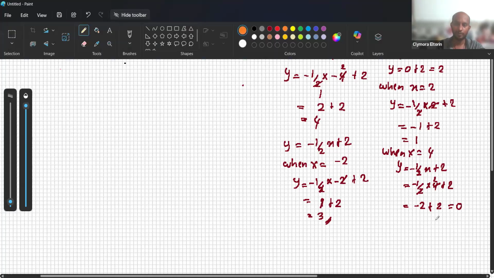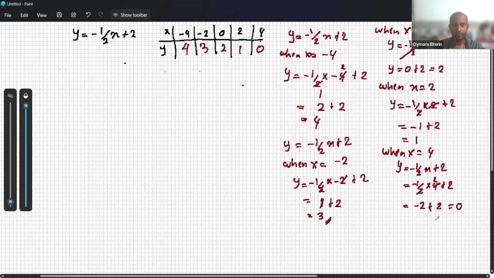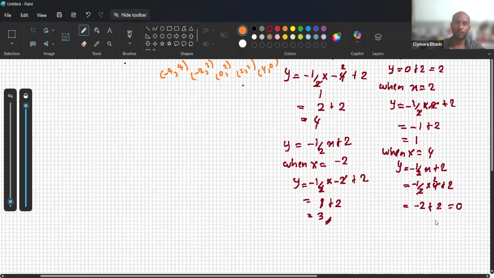Let's see what the ordered pairs or coordinates are. First we need to write the exact x value. Minus 4 and 4. Next one, minus 2 and 3. Here 0 and 2. Here 2 and 1. Here 4 and 0. These are the points. Now we are going to plot the graph.